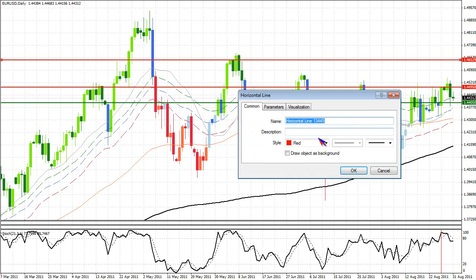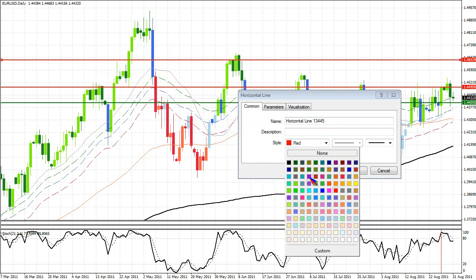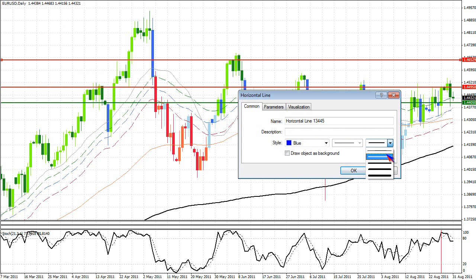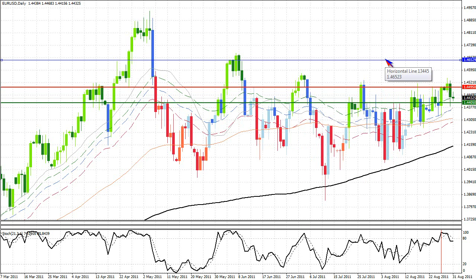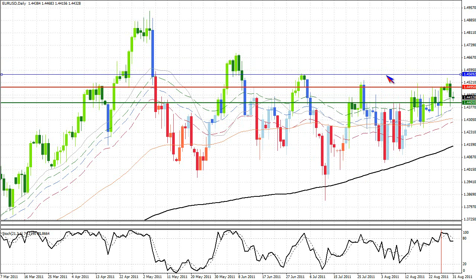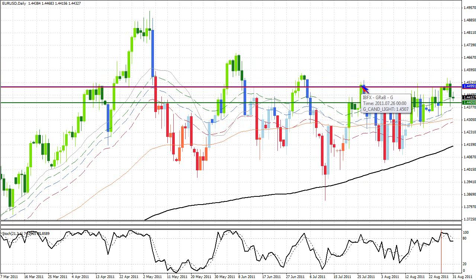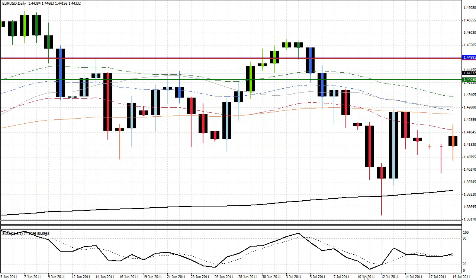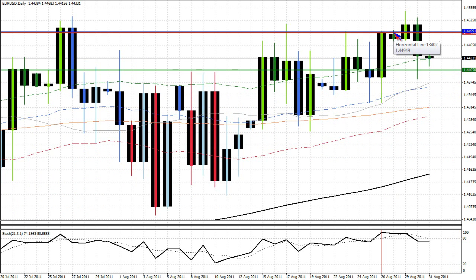I'm going to go ahead and make the management line blue, and I'll show you what I've done now. So let's talk about trade management for a moment, because understanding this is very important. It's vitally important to make part of your trading plan determining where your initial profit target is going to be.